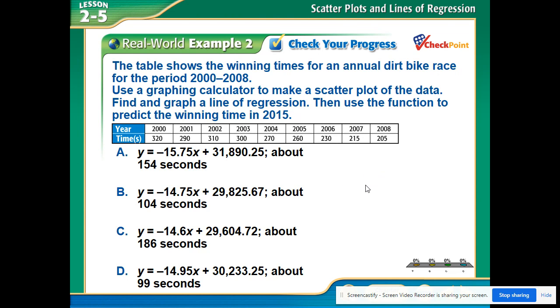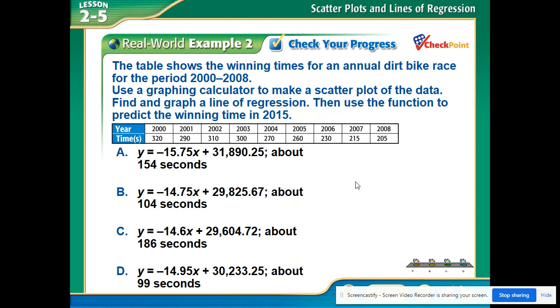So we have this one here. We're going to go ahead and years are our X and times are our Y. So you can go ahead and plug that in. Now, the problems here are going to be a little bit off depending upon the calculator that you use, but they should be pretty close.